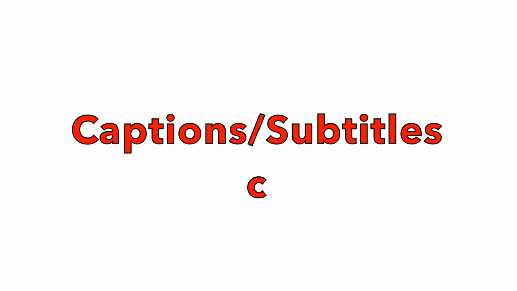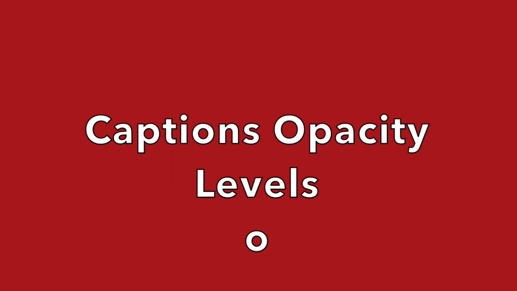For closed captions and subtitles, press C. To adjust the caption's opacity levels, press O. I'll keep talking so that you have some captions to adjust while you're pressing O. Keep pressing O until you find the right adjustment for the opacity level. You can always dial this in later. Let's move on.